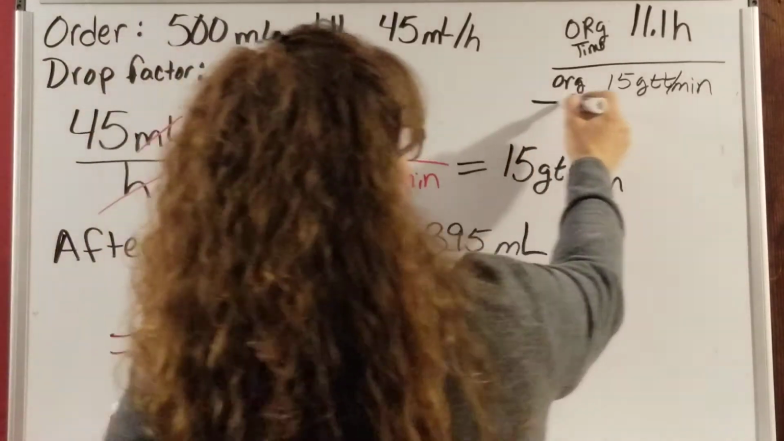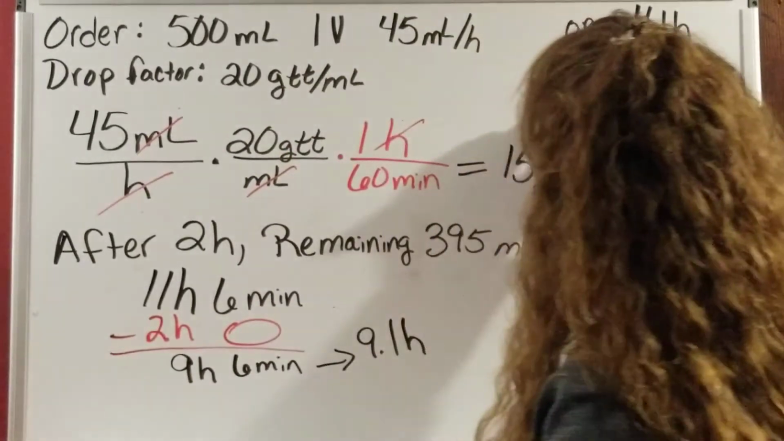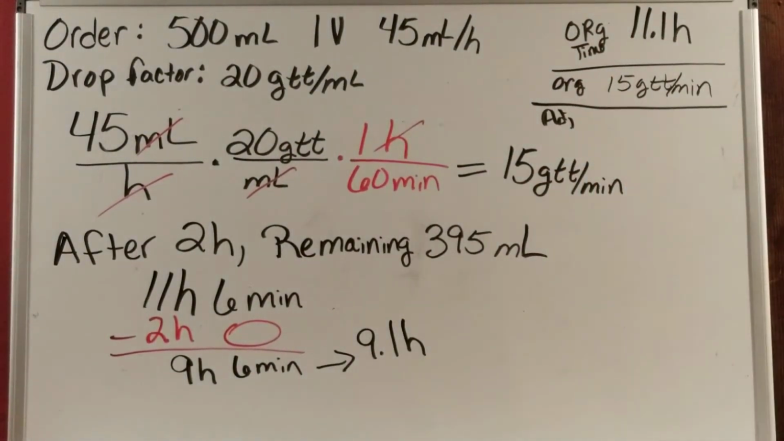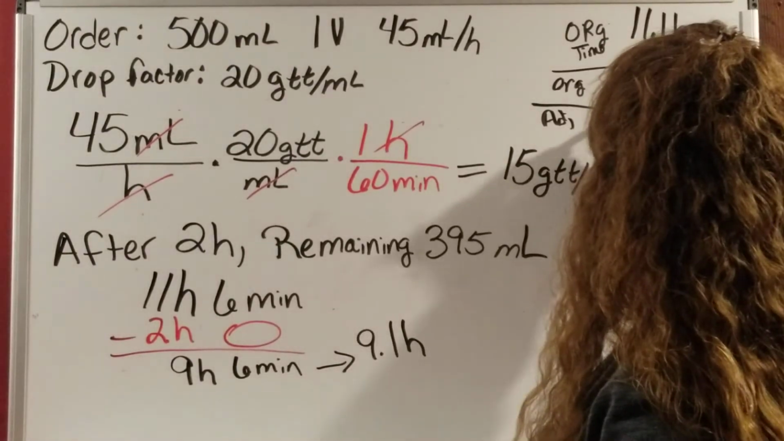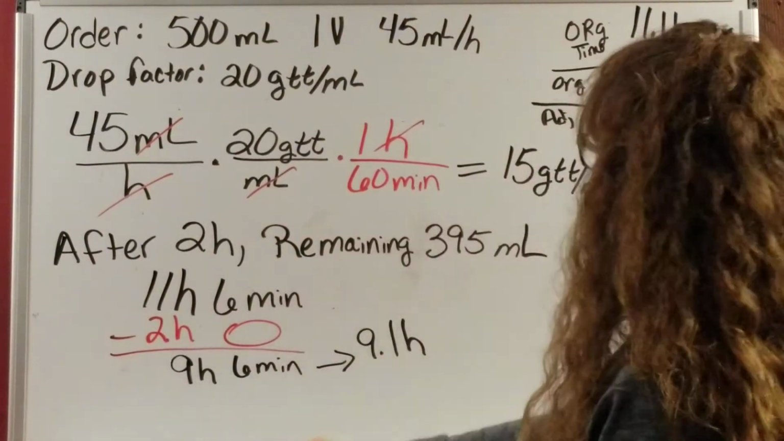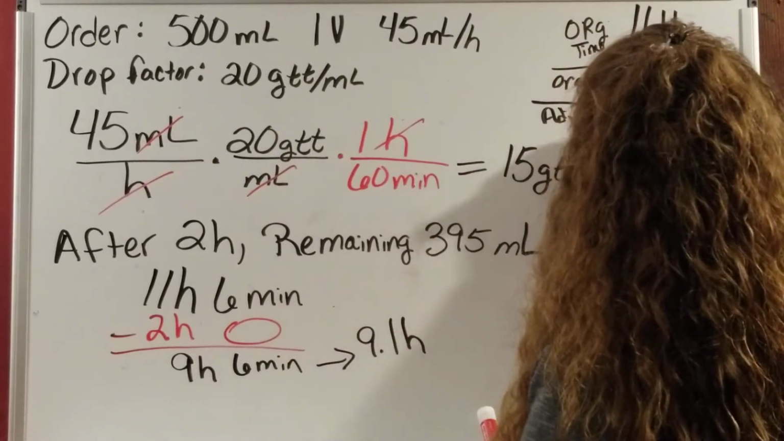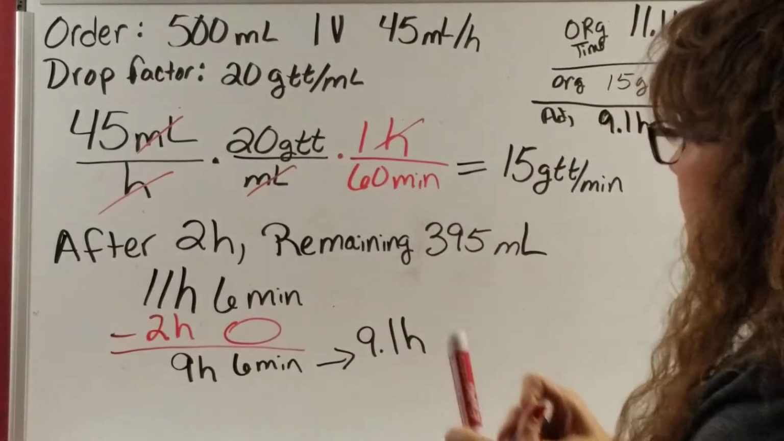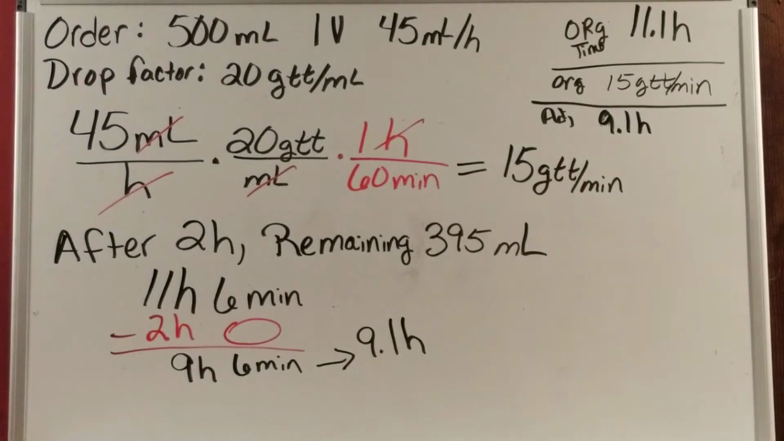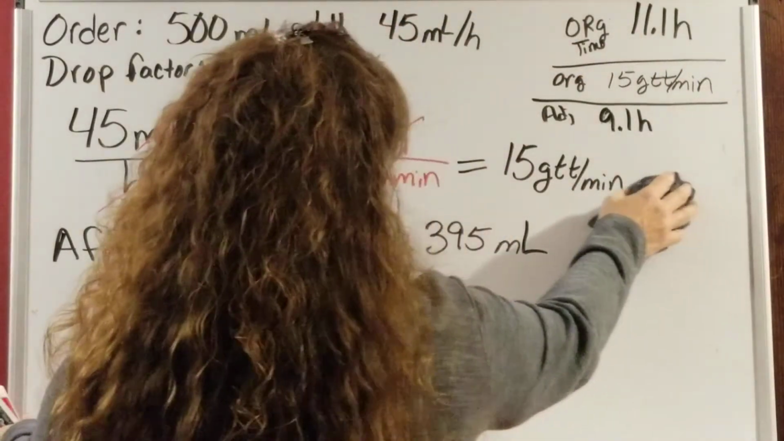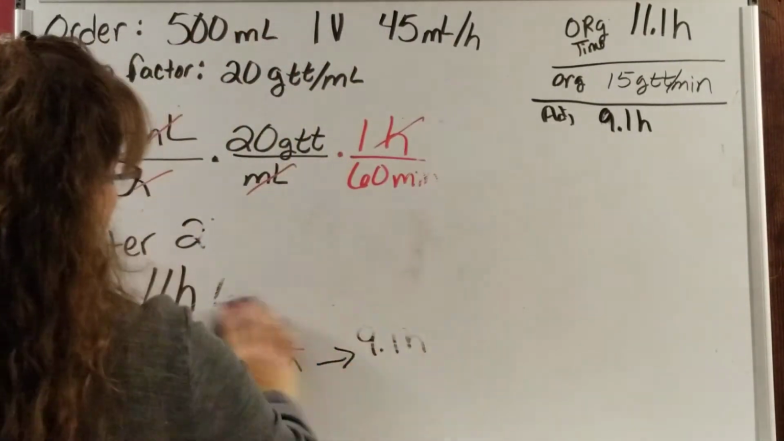I'm going to come over here and I'm going to say adjusted, ADJ, or you can say recalculated, 9.1 hours. Let's write this neat enough that we can read it. And I'm going to erase this so I can have room to do the next part, because we got to make an adjusted flow rate and adjusted flow rate in drops per minute as well, and then we got to determine the variation if it's safe or not.